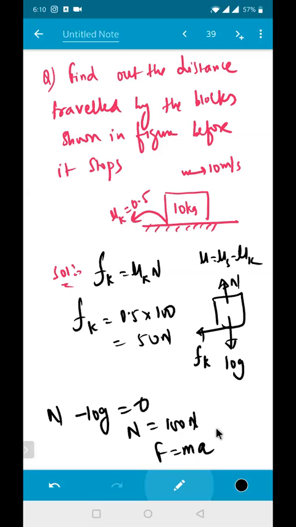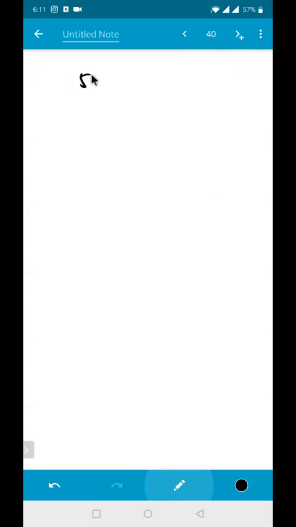So force will be equal to how much for me? Mass into acceleration. So F is equal to how much? Force acting on that body is given as 50 Newton. This friction will be equal to that one. So 50 is equal to 10 into A. So A will be equal to how much for me? 5 meter per second square. This will be the acceleration.